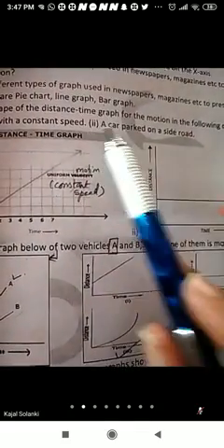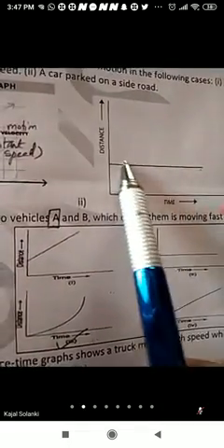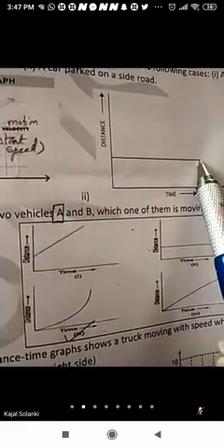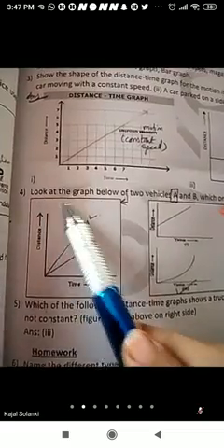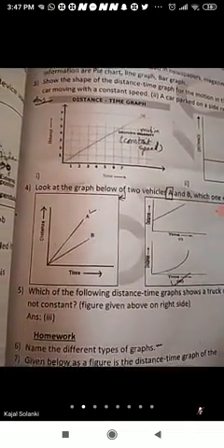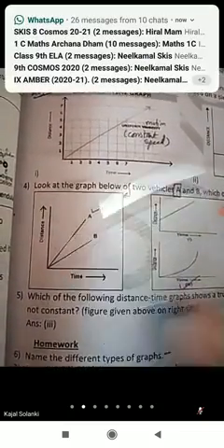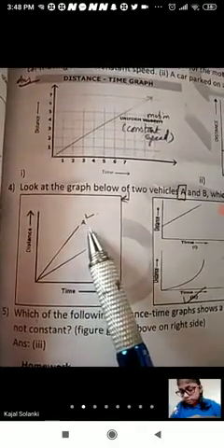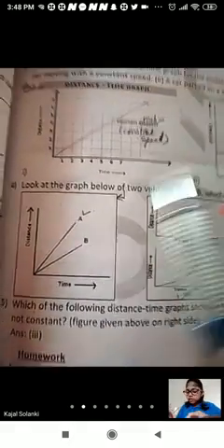Second case, a car parked on the side road. If a vehicle is parked on a side, then it is having no motion. So horizontal line. Fourth one, look at the graph below of the two vehicles A and B. Which one is moving faster? So here is the graph. From that you have to identify which vehicle is moving faster. So you have to just write a single statement. Vehicle A is moving faster.